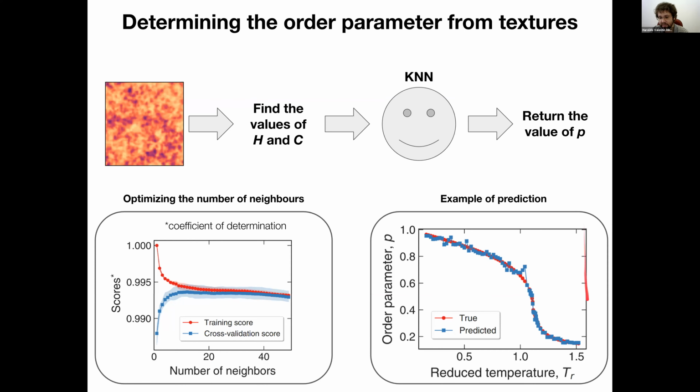And what I'm showing in this box here is actually an example of prediction. So we generate a lot of new textures that were never exposed to the algorithm. And we map the values, and then we use the KNN to find the values of P. And these blue squares here show an example of predictions. And as you can see, it's not perfect. We have some noise. In particular, we have large noise around the critical transition. But I think that we can say that this approach works quite well, because the true and the predicted values of the order parameter are somehow close.